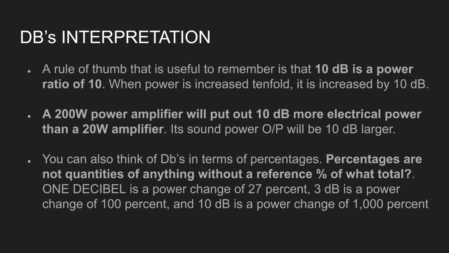So a 200 watt power amplifier will put out 10 dB more electrical power than a 20 watt amplifier. You see, I have 10 times more electrical power, so it's going to give me 10 dB more. This depends on a million factors, but it's a good orientation. You can also see dBs in terms of percentages. But a percentage is nothing without a reference, so we need to have a reference.